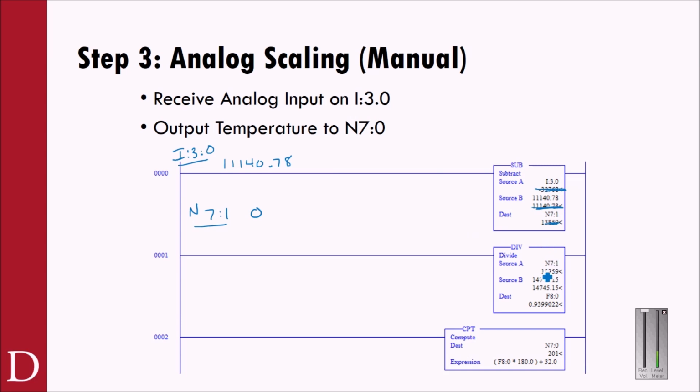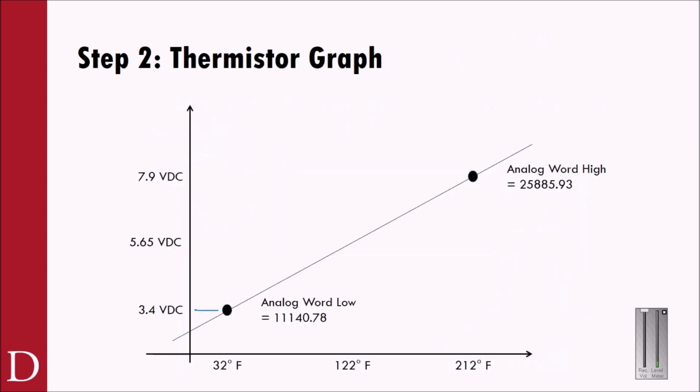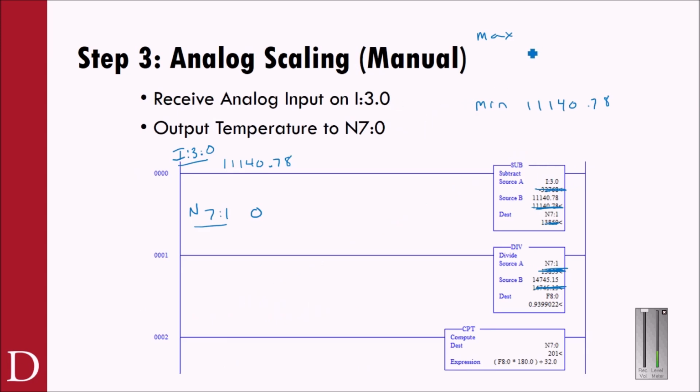Now N7.1 is right here, right? And so now what I'm going to do is say, well, I had my minimum value and my maximum value. This is the range between them. Min was 11,140.78. Max was, oh crap, I have to go back and look, 25,885.93. That was my max. And then the range between those two was 14,745.15. I'll just put a range notation there.